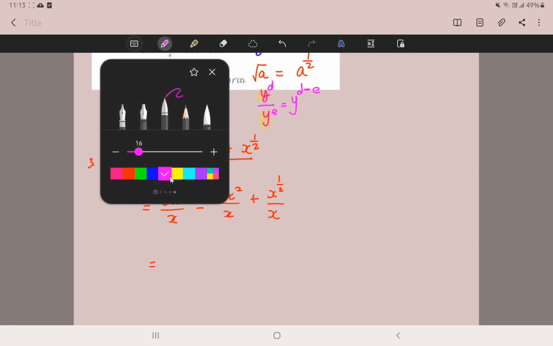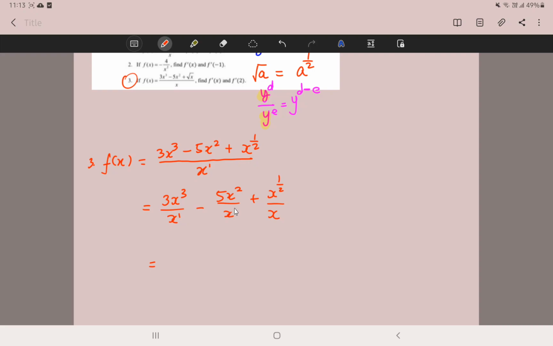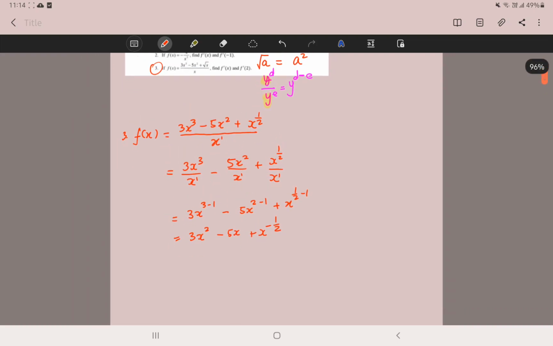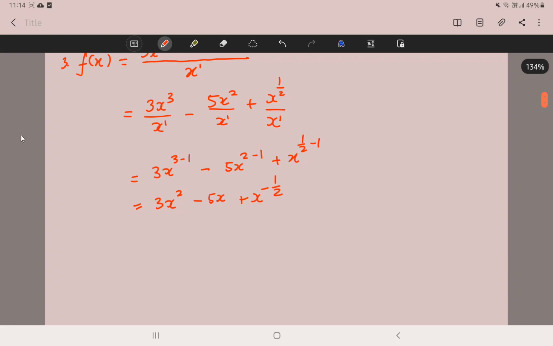So this is actually x to the power of 1, right? So you can do 3x to the power of 3 minus 1, 5x to the power of 2 minus 1, plus x to the power of 1 over 2 minus 1. So this is 3x squared minus 5x to the power of 1, plus x to the power of, so 1 over 2 minus 1 is basically minus 1 over 2. So we are ready to differentiate with respect to x, alright?